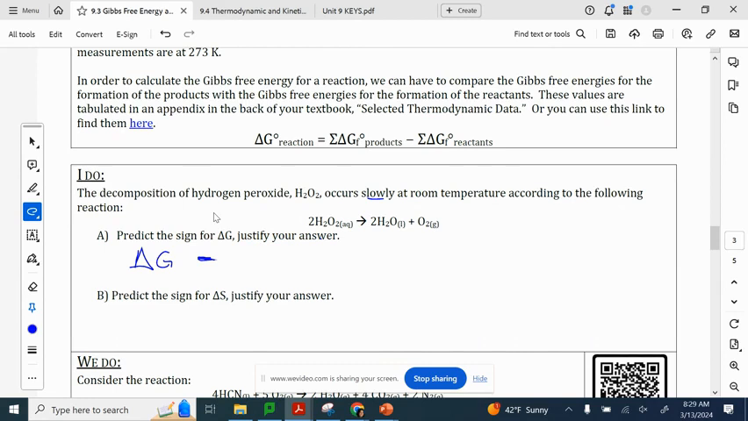Predict the sign for delta S and justify your answer. Well, if we are going from this to this, we've taken how many moles here? Oh, they've got this balanced up here. There we go. That's better. We've gone from how many moles here? 2. So what has happened to our delta S? It's increased, so it's become positive. We've created more moles here.